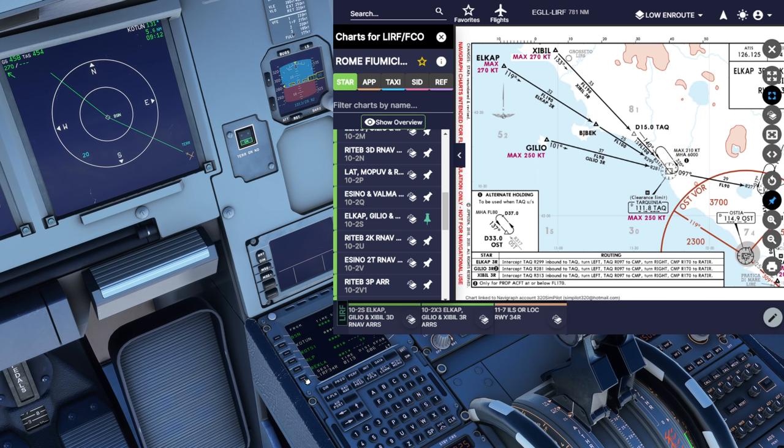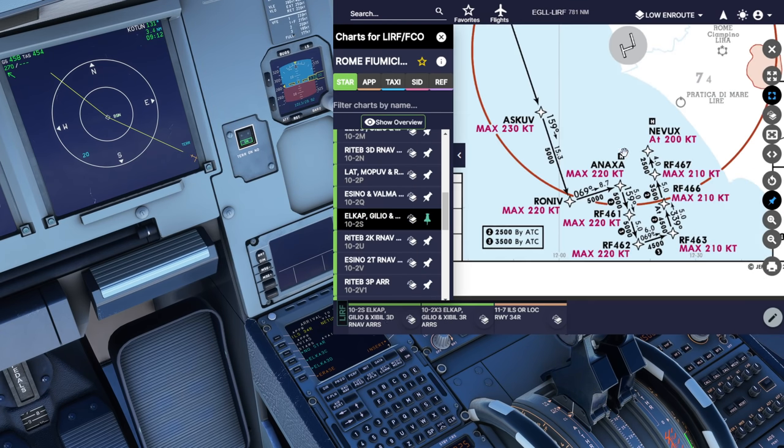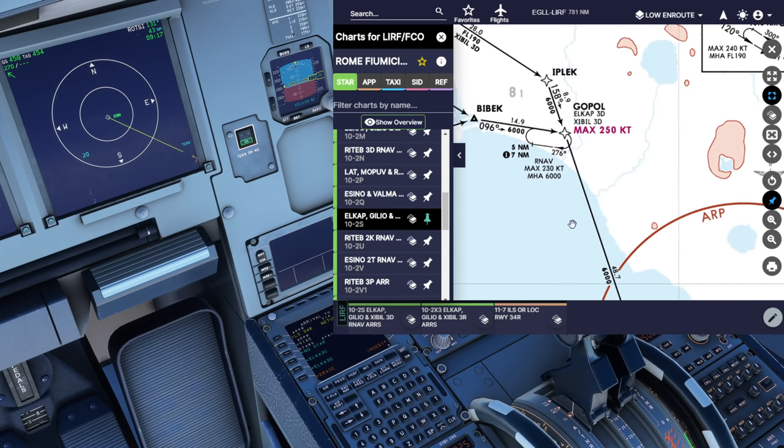If I want to change the arrival, I can select arrival, and then I'm going to choose my ILS 3-4 right again, and then now it says via Netton. So that's an interesting one. So if we go back to, I'm just going to swap it over to that RNAV one. But you can see here that we don't want to go via Netton, actually.